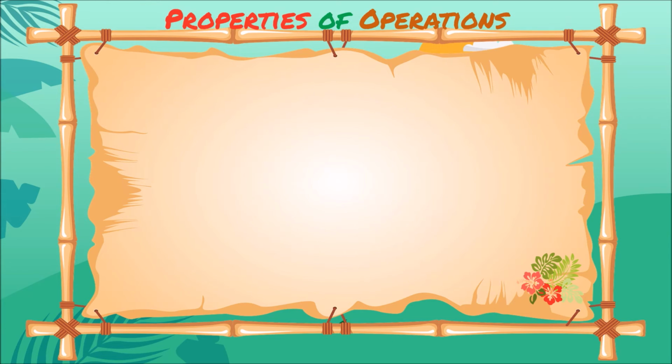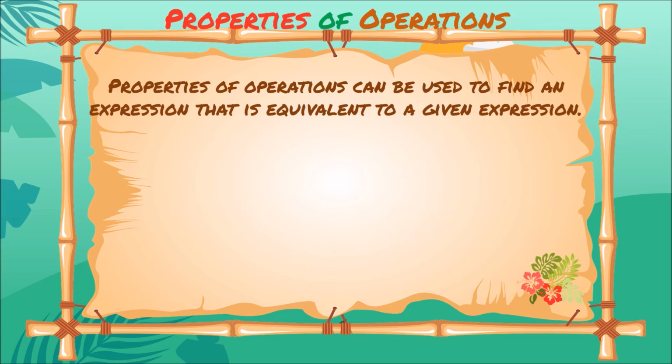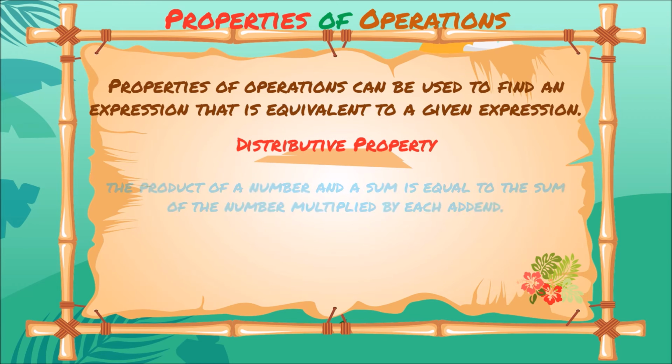Now, let's talk about how to apply the properties of operations to generate equivalent expressions. Properties of operations can be used to find an expression that is equivalent to a given expression. Like the distributive property. This one says that the product of a number and a sum is equal to the sum of the number multiplied by each addend.